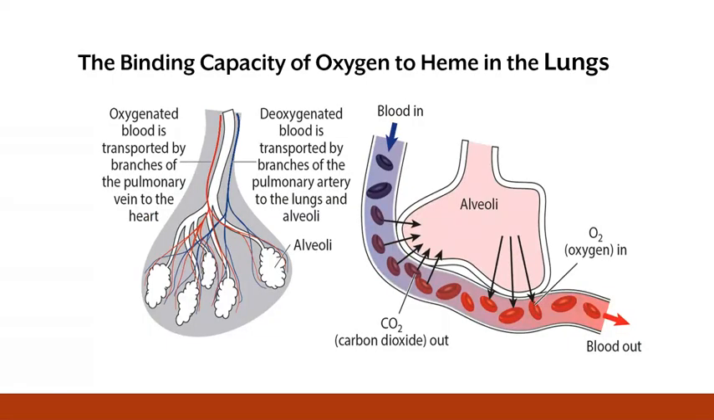The binding capacity of oxygen to heme in the lungs. The primary activity in the lungs is the process of respiration, or gas exchange. The function of respiration is to provide oxygen for use by body cells during cellular respiration and to eliminate carbon dioxide, a waste product of cellular respiration, from the body. For the exchange of oxygen and carbon dioxide to occur, both gases must be transported between the external and internal respiration sites. Although carbon dioxide is more soluble than oxygen in blood, both gases require a specialized transport system for the majority of the gas molecules to be moved between the lungs and other tissues.